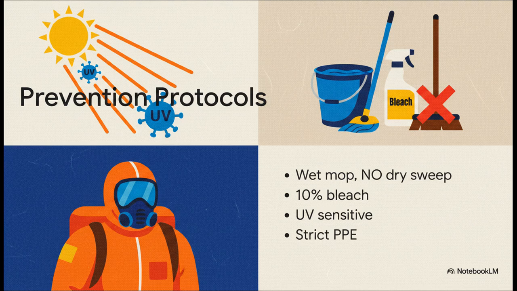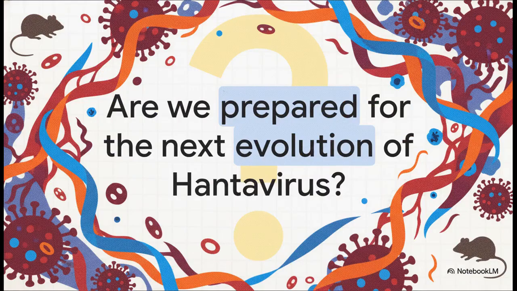Also, fun fact, the virus is highly sensitive to UV light, which means natural sunlight actually helps destroy it. And of course, in a clinical setting, strict PPE and isolation are completely non-negotiable. So we've decoded how this virus operates, from its stealthy origins as an environmental stowaway, right down to the devastating stormy impact it has on our vascular system.